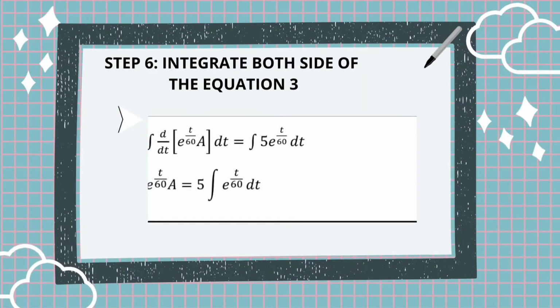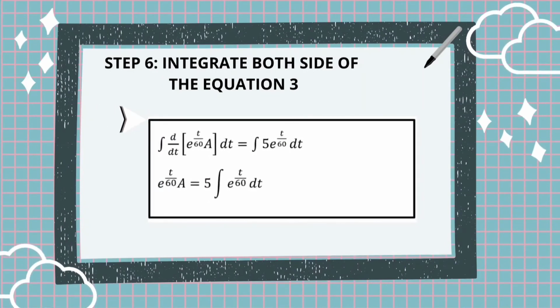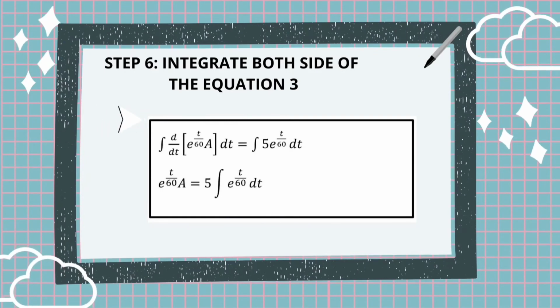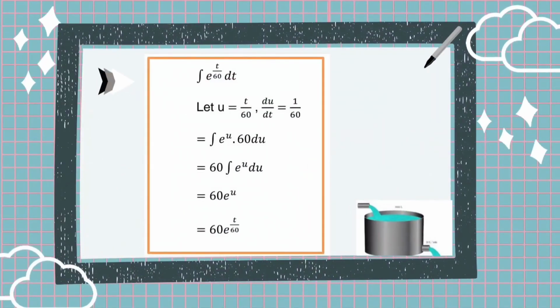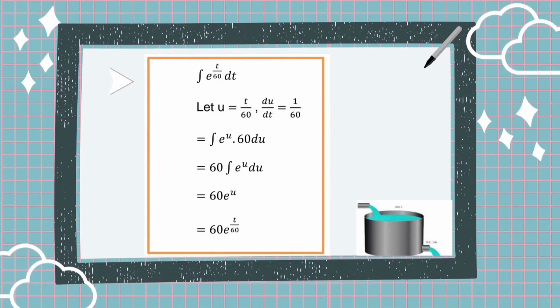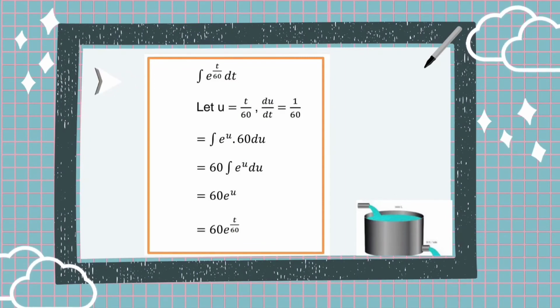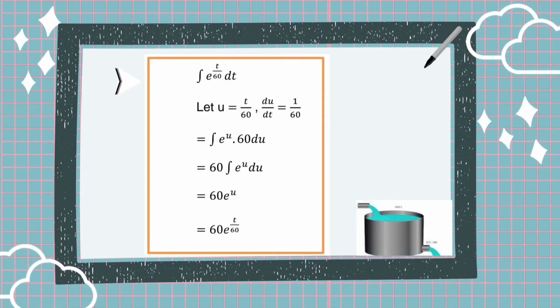Step 6. We integrate both sides of equation 3. The left hand side gives us e to the power of t over 60 times A, while on the right hand side, the constant 5 can be put outside and we continue to integrate e to the power of t over 60 dt. Then we proceed with the right hand side calculation as shown here, where we use a substitution method. We let u equal t over 60 and differentiate u with respect to t. Then we substitute them into the original equation and solve it, and we get the answer here, which is 60 times e to the power of t over 60 plus c.